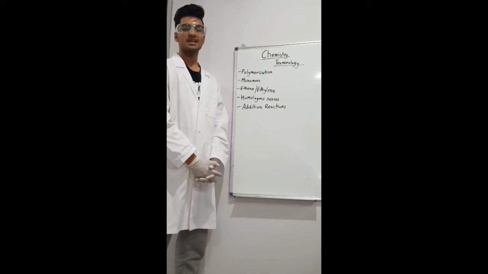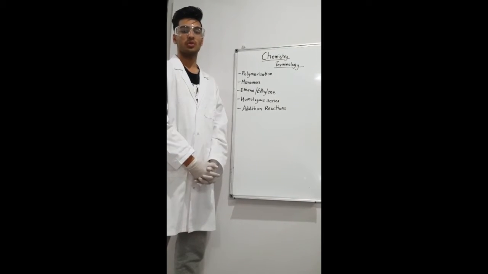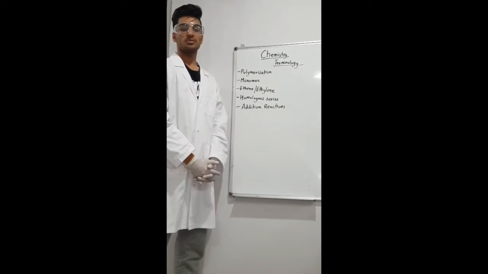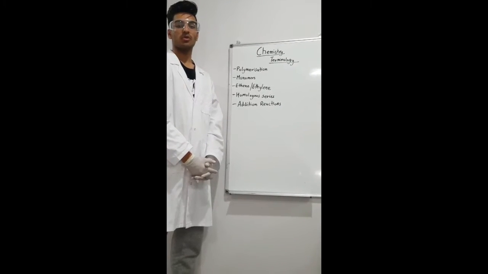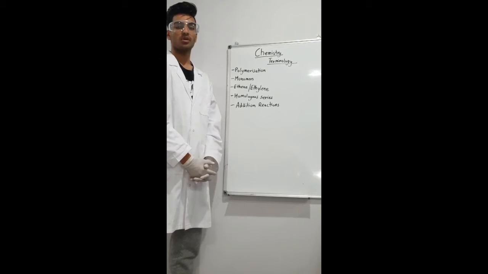Before we begin, let's examine some chemistry terminology that I'll be using throughout the video. Polymerization is the process when subunits called monomers are repeated and combined to form a polymer. Polymers are often referred to as macromolecules because they have very large molar masses.